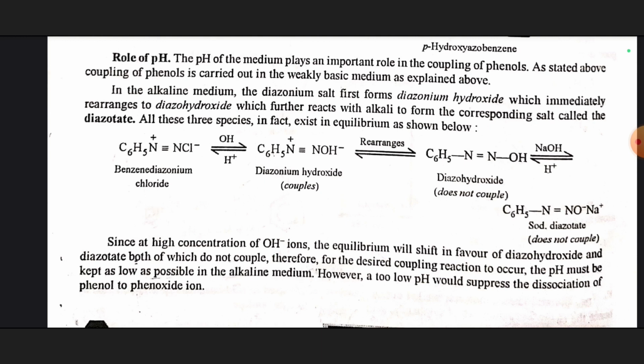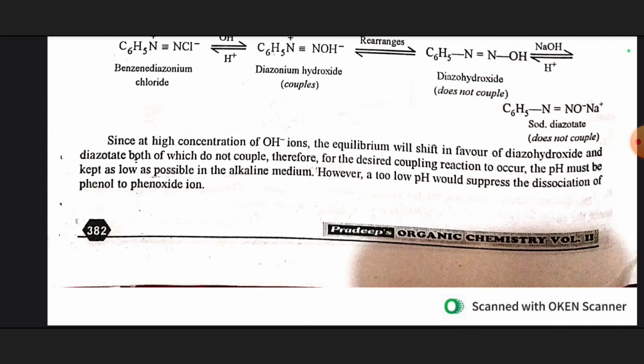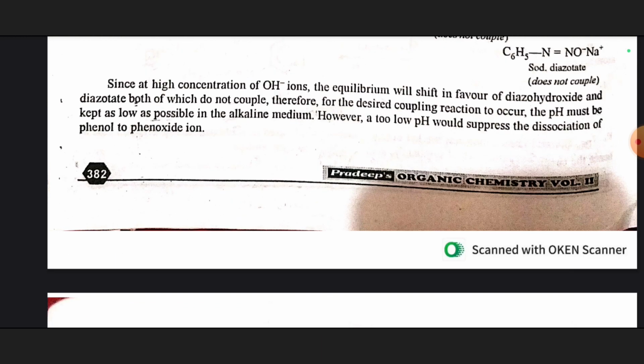In the alkaline medium, the diazonium salt first forms diazonium hydroxide, which immediately rearranges to diazo hydroxide, which further reacts with alkali to form the corresponding salt called the diazotate. All these three species in fact exist in equilibrium. Since at high concentration of OH negative ion, the equilibrium will shift in favor of diazo hydroxide and diazotate, both of which do not couple.